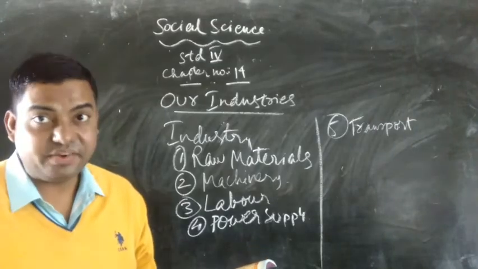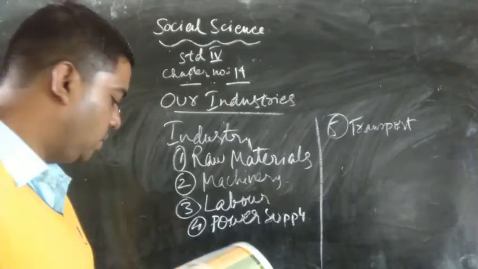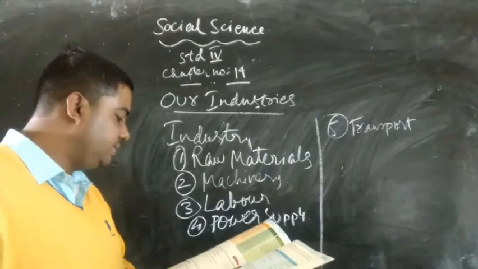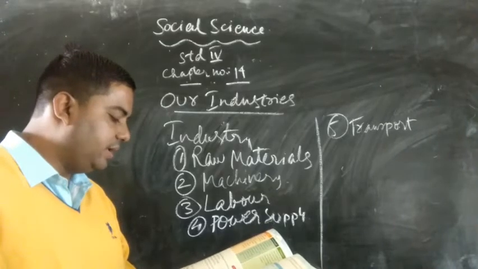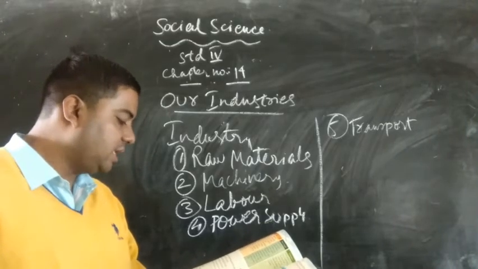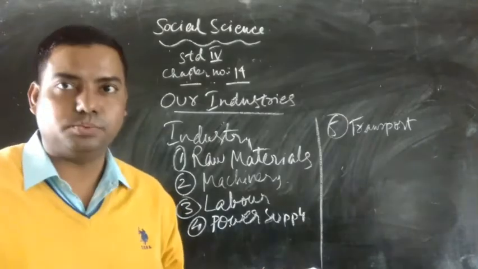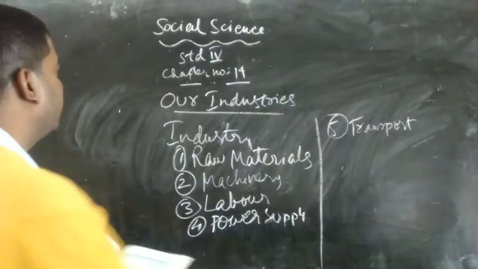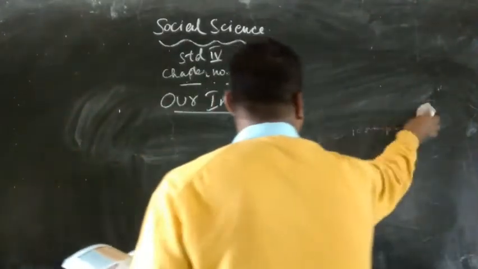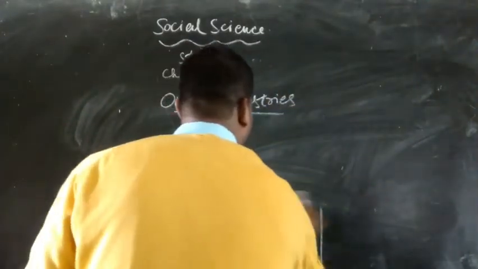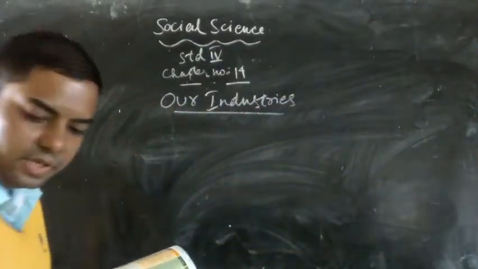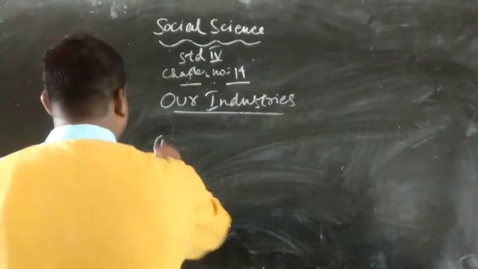Now let's see the type of industries which we have around us. Industries can be divided on the basis of raw materials used and the size. So what are the types of industries which we have? The first is on the basis of the raw materials. What are the types of industries? So they are, the first we have agro-based industries.